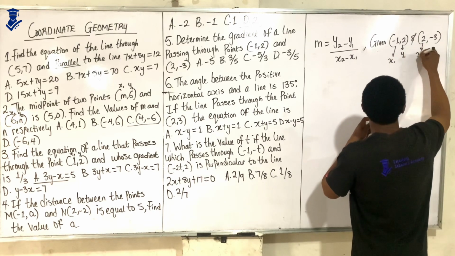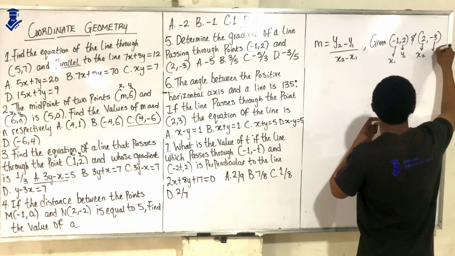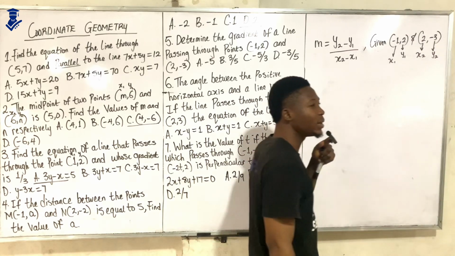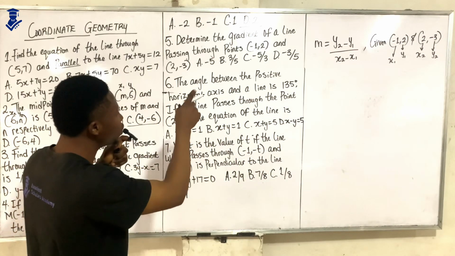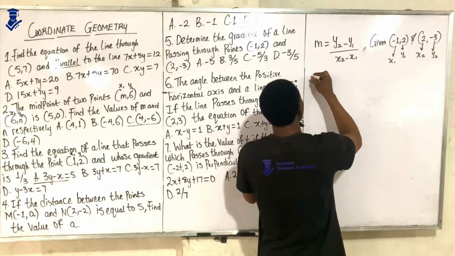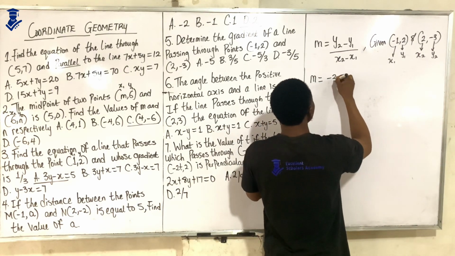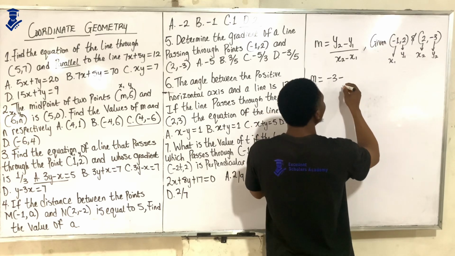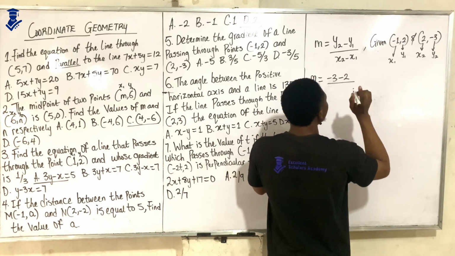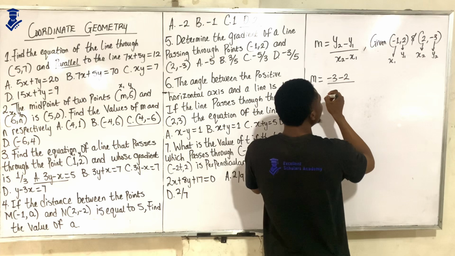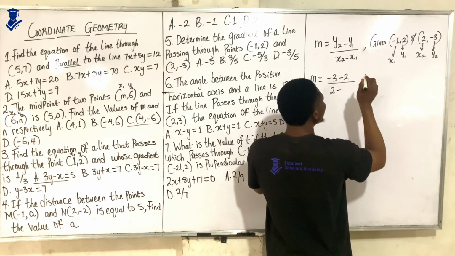We know this is our X2, and we know this is our Y2. Alright? So we're going to put all of this into this formula. And then it becomes that our gradient will be equal to, now y2 is what? Minus 3, minus, what is our y1? 2. Over, now what is x2? x2 is 2, minus, what is x1?